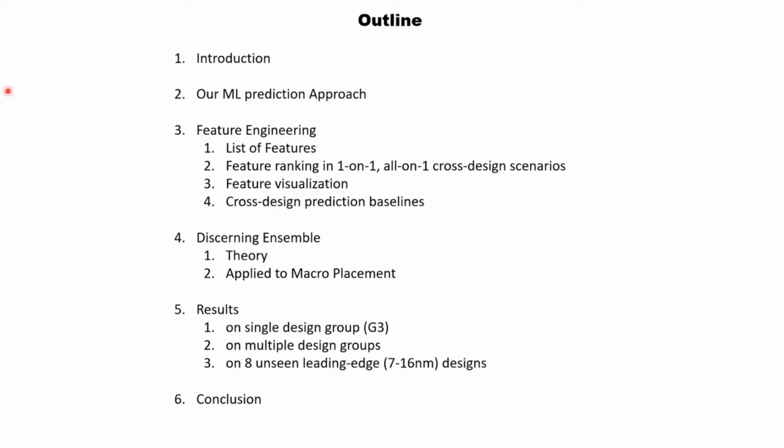In this presentation, we start with a brief introduction about machine learning solutions for macro placement. Then we discuss our ML approach. On the ML technique side, we also explain our feature engineering method for cross-design predictions. In part 4, we explain our discerning ensemble approach. After that, we present our results on 3 different studies. Lastly, we present our conclusion.